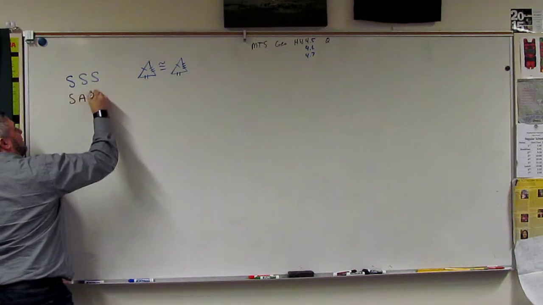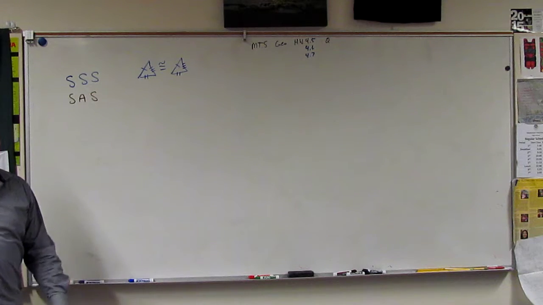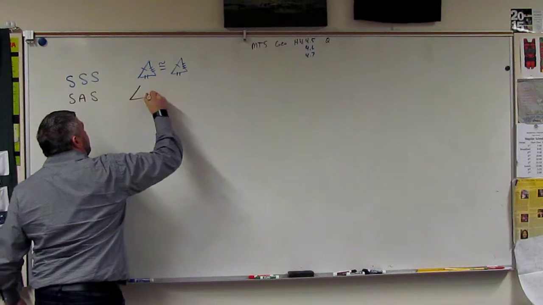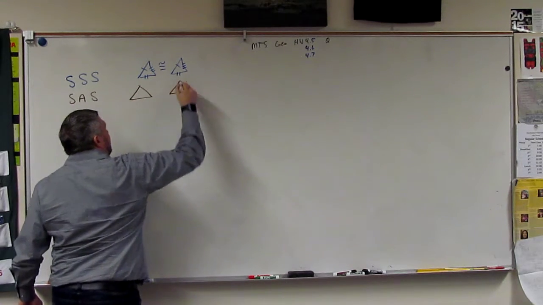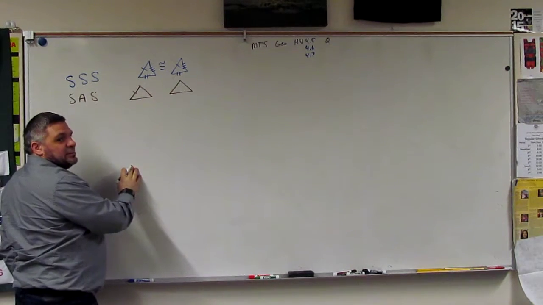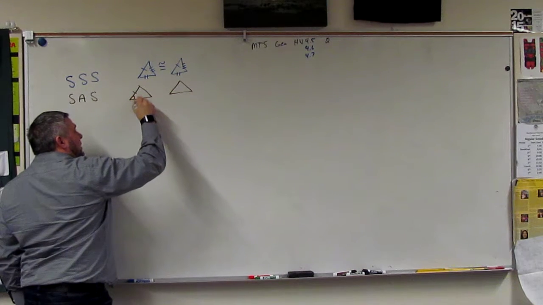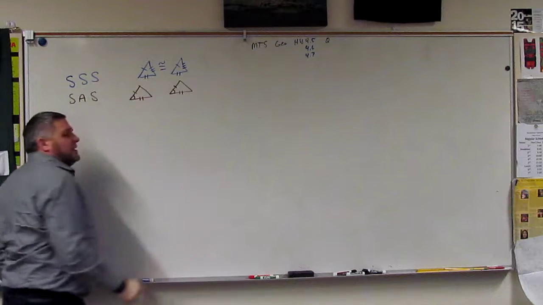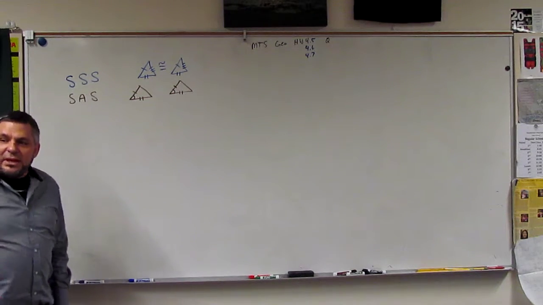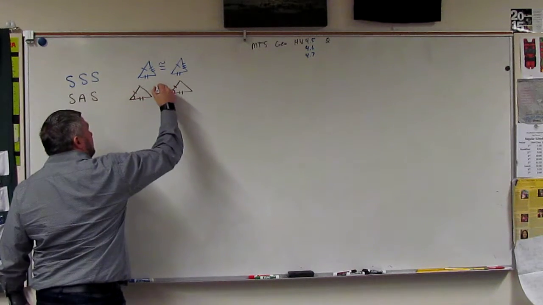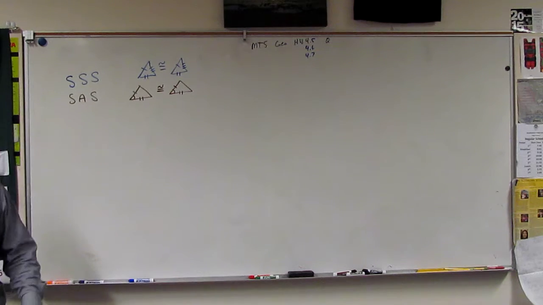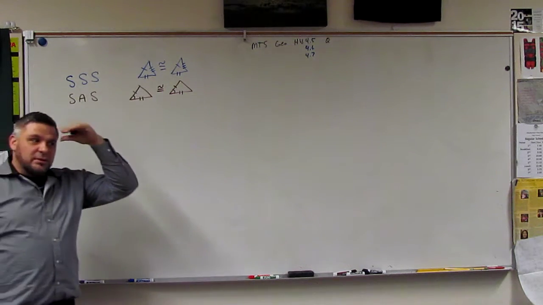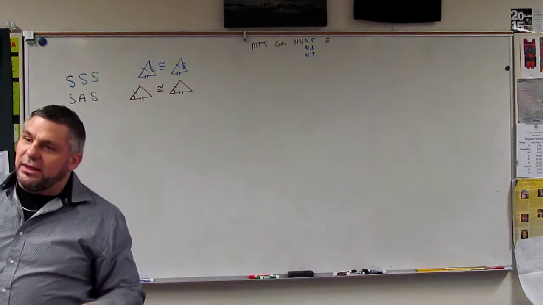Side, angle, side. Okay? So what that means is, if you have these 2 triangles, and you have a side, and you have an angle, and you have a side, and you have a side, and you have an angle, and you have a side, then that means that these 2 are congruent. Right?